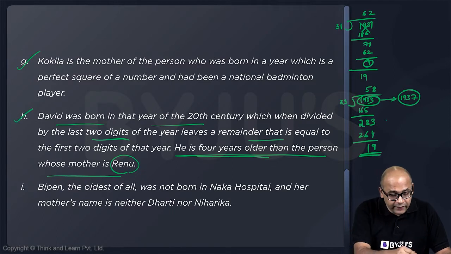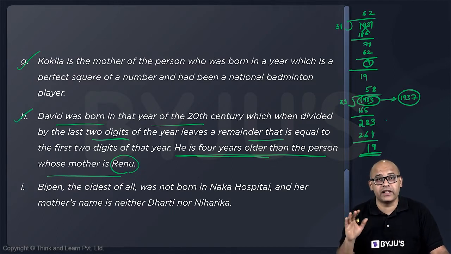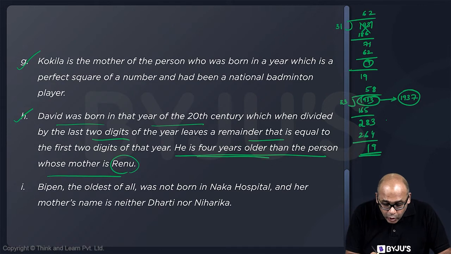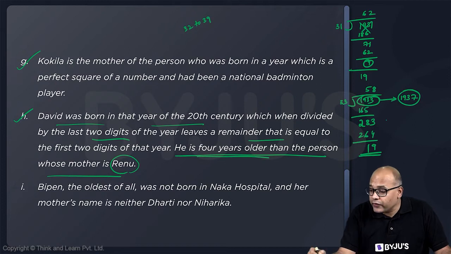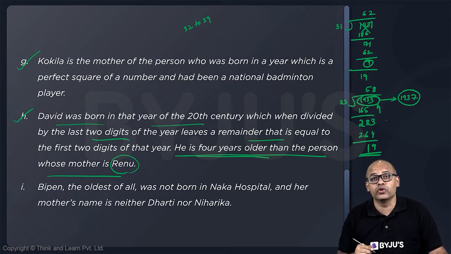Next, so here I have utilized all the information. Nothing is left out. Then Bipin, the oldest of all. Now, if you notice, we have from 32 to 39, out of which we already have the 33 year being used.